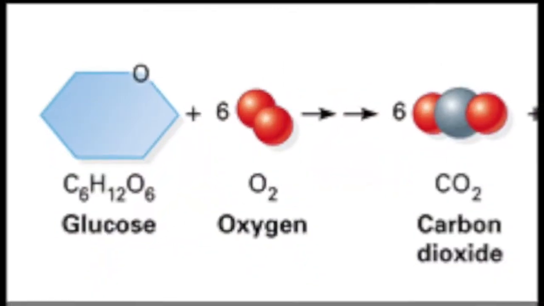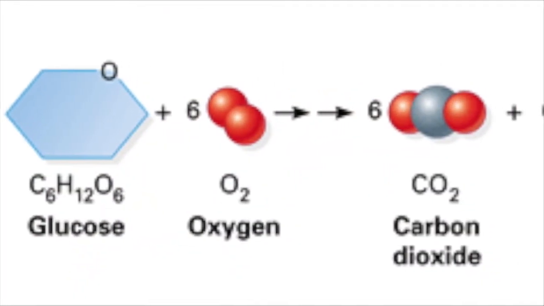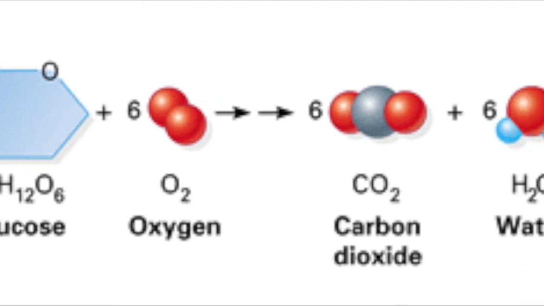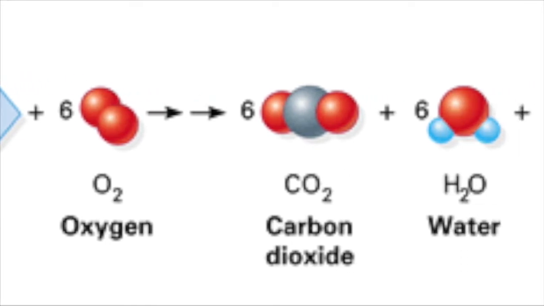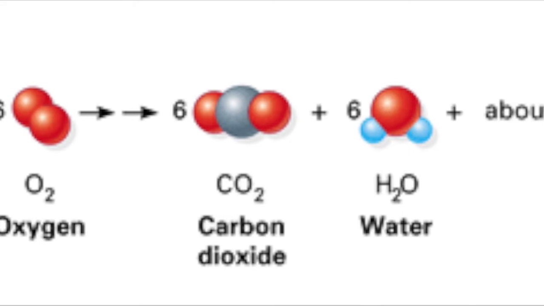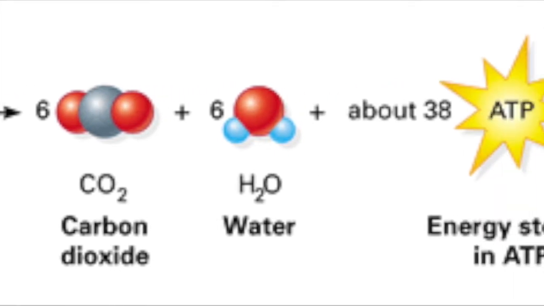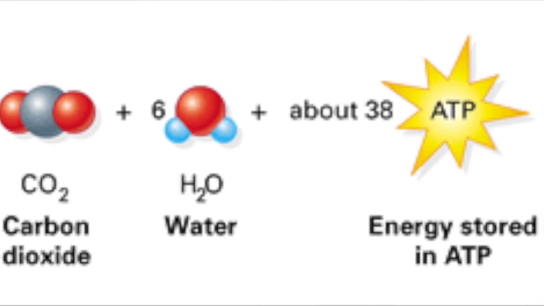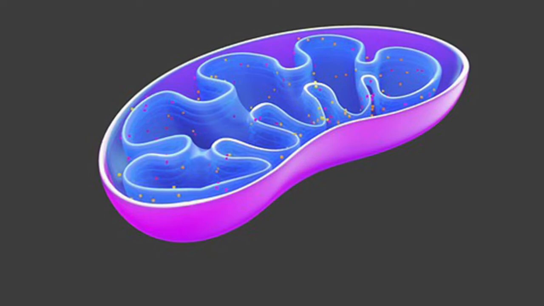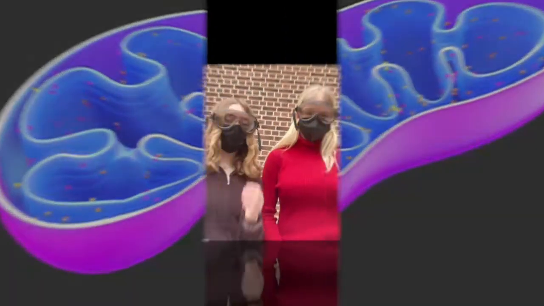The equation for this is C6H12O6 glucose plus 6O2 oxygen becomes 6CO2 carbon dioxide plus 6H2O water plus ATP energy. The equation for cellular respiration is pretty much the opposite of the equation for photosynthesis. Cellular respiration takes place in the mitochondria.